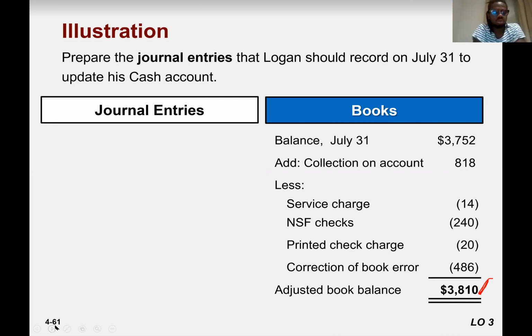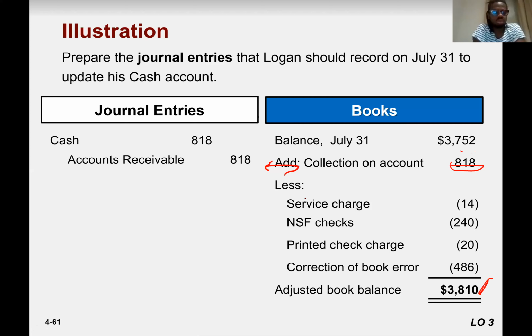So let's do the entries. Number one, cash collection. What is the entry? Cash is collected, cash increase, right? And mostly these are customers who paid us back, returned their obligations. Customer paid us money, cash increase, accounts receivable decrease. So cash to accounts receivable.